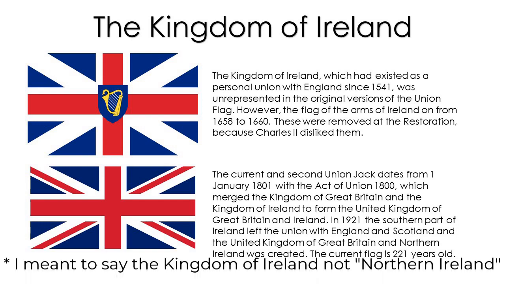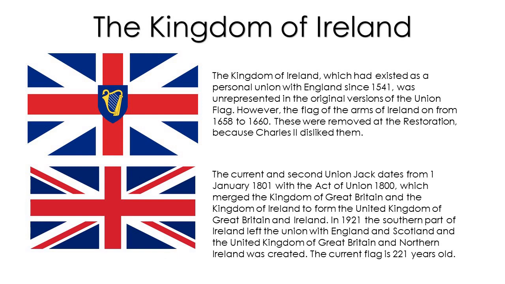So just to simplify it, you had the Kingdom of Great Britain, which was England and Scotland, and then in the 1800s you had the Kingdom of Ireland joining that union between England and Scotland to form the United Kingdom of Great Britain and Ireland.